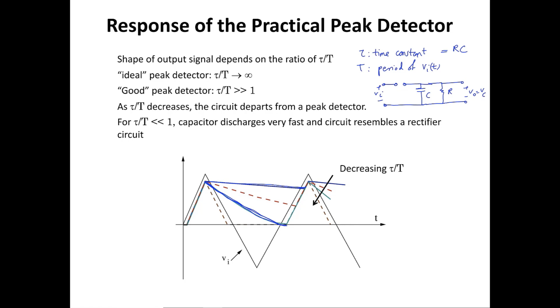In summary, we looked at both ideal and practical cases for a peak detector circuit, and you saw that in a practical peak detector circuit, if the time constant of the circuit is much greater than the period of the input signal, then the output waveform is not going to depart from its expected shape.